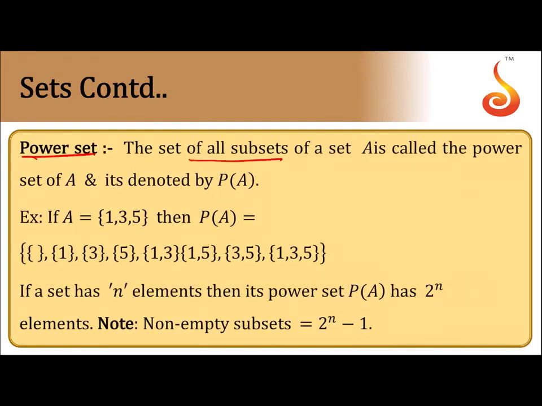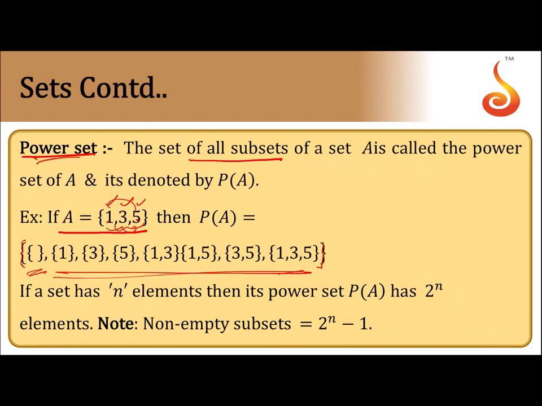What is meant by power set? The set of all subsets of the given set is called the power set. For example, if I take the set A equal to {1, 3, 5}, then form a set of all subsets of A: the null set, {1}, {3}, {5}, {1, 3}, {3, 5}, {5, 1}, and {1, 3, 5}. These are the elements.